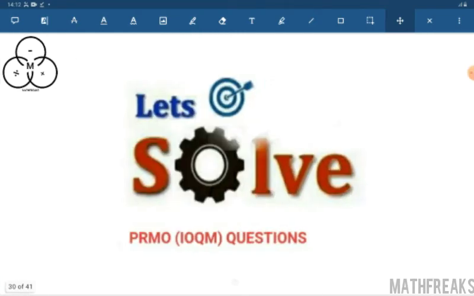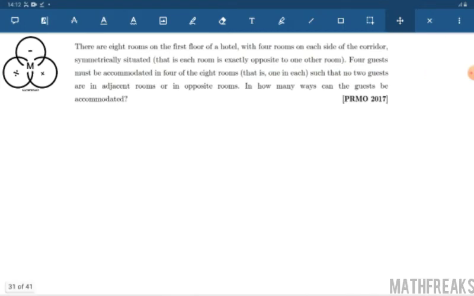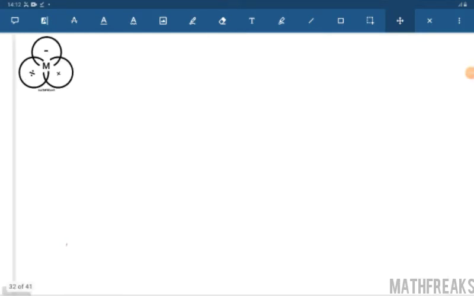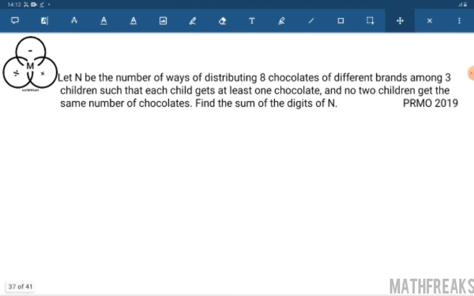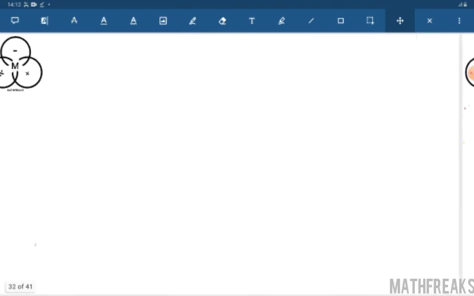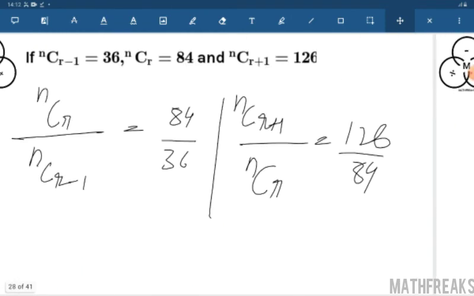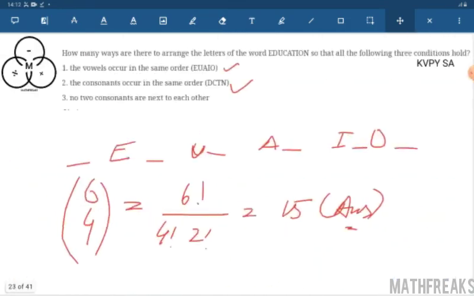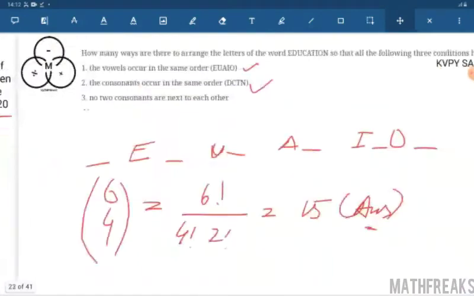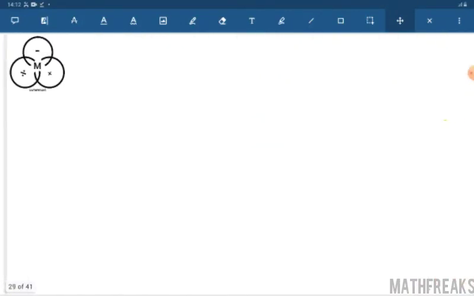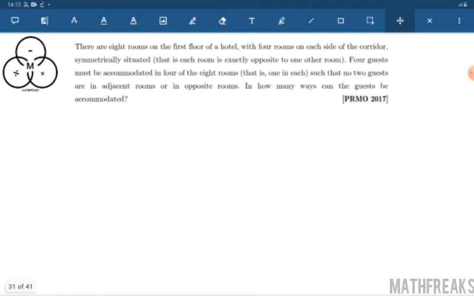Let's solve IOQM questions. That means we have built our concept to solve even the IOQM problems. I guess I have added some more problems. Four problems from IOQM will be solved, that is PRMO. Whether I have completed all the charts or not. Okay, all the problems have been discussed. Very nice. At least the ideas have been provided. You can first try it yourself, or most of you might have already solved it.